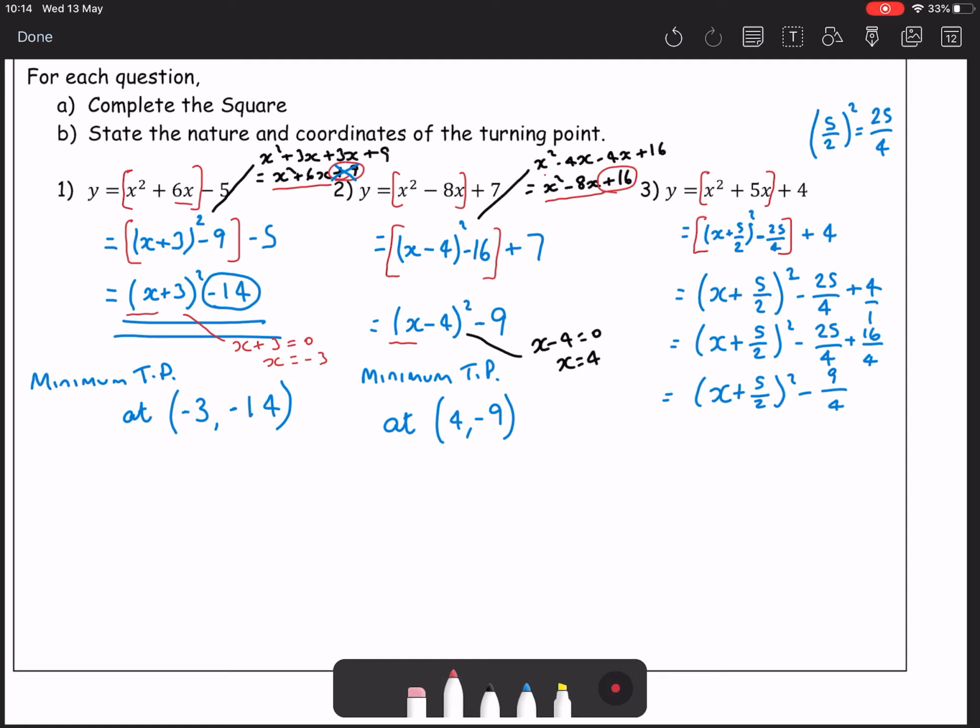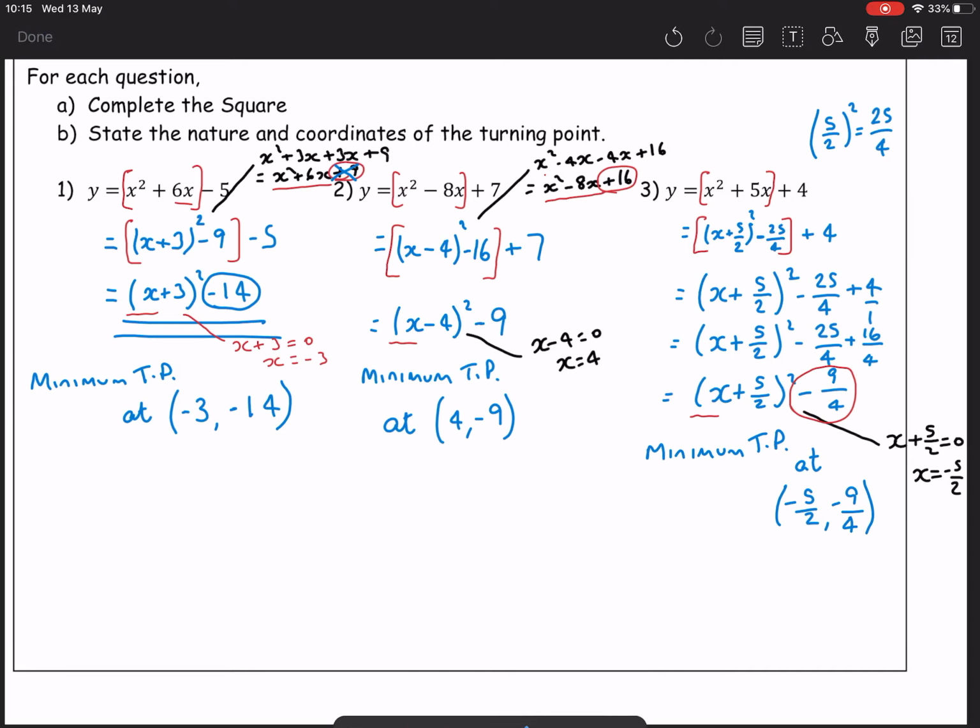Once again, when that multiplies out, that x squared term will be positive. So I have a minimum turning point at, solve this bracket, so x must equal negative 5 over 2. That is my x coordinate, and not forgetting the minus, that is my y coordinate.